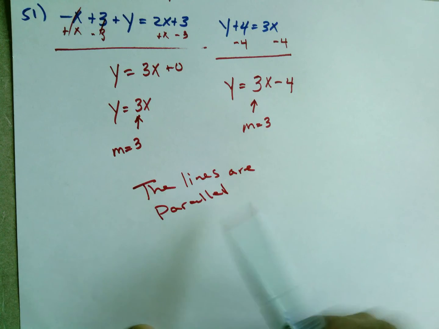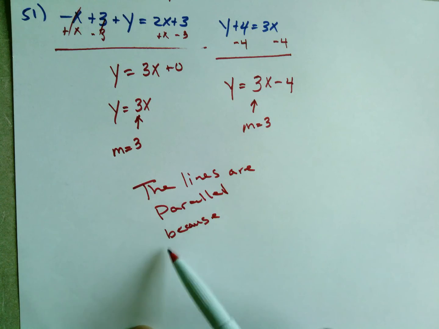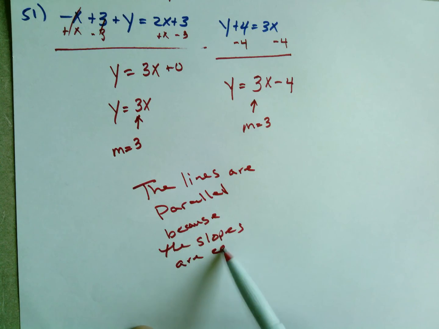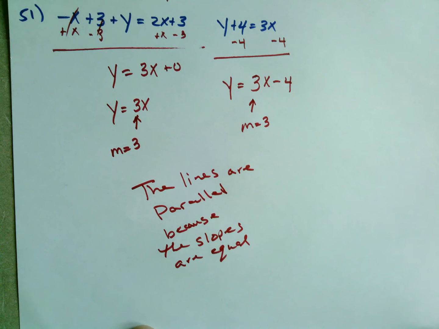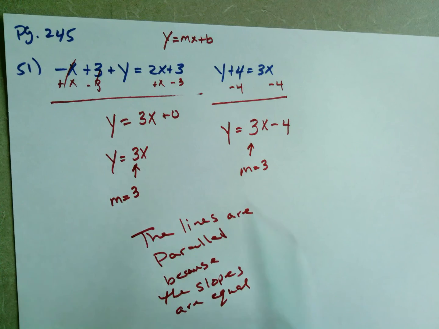And my explanation is because the slopes are equal, or they're the same. Slopes are the same, or equal, so it makes the lines of these two equations parallel.